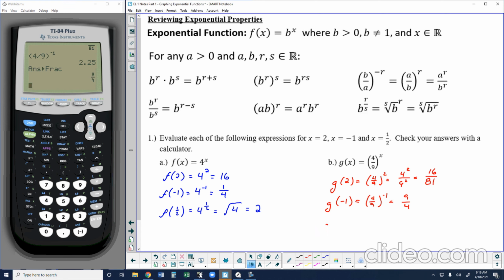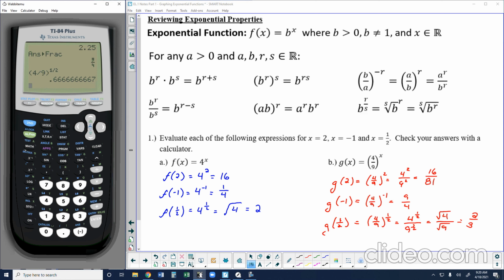Then g of 1/2 would be 4 over 9 to the 1/2 power, which would essentially be taking the 1/2 power of 4 over the 1/2 power of 9. And we remember that the 1/2 power is a square root. So this is the square root of 4 over the square root of 9, which would become 2 over 3. Now, you didn't necessarily have to write out all the steps the same way that I did, but as we can see in the calculator, when we convert it to a fraction, that fraction is 2 over 3.